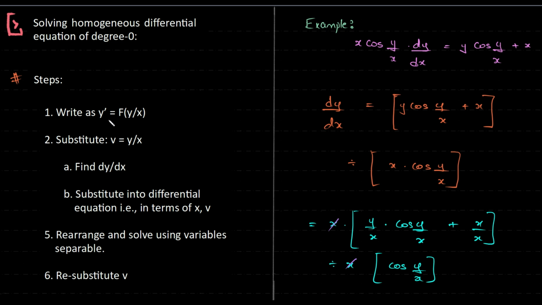So first we re-expressed y prime in this form basically. Then we substituted v is equal to y by x. In that we found dy by dx, substituted into the differential equation in terms of x and v basically. Rearrange and solve using variable separable. That's what we did. And post integration, when we resubstitute v back, we get the final answer. So these are the steps that we need to follow. Pause and copy this.